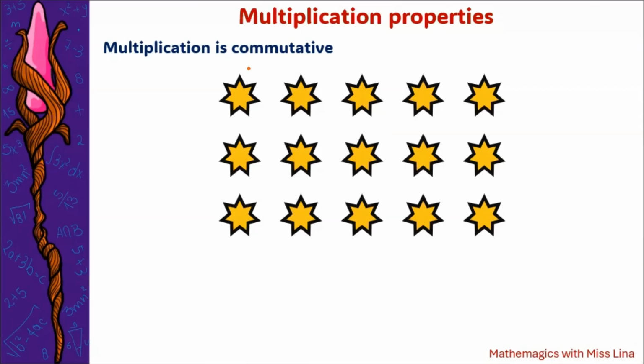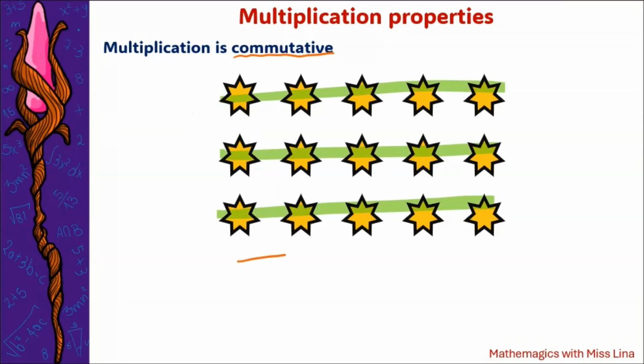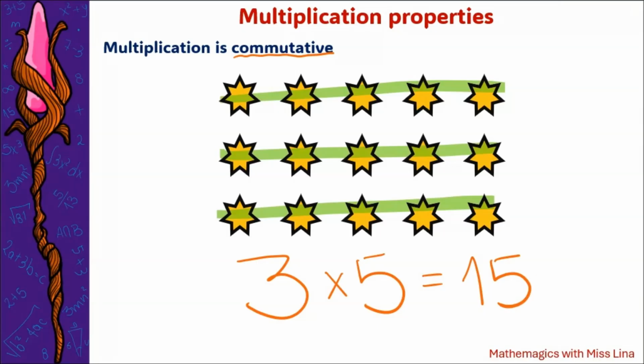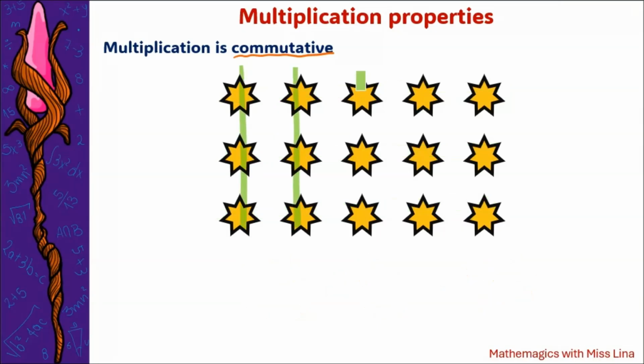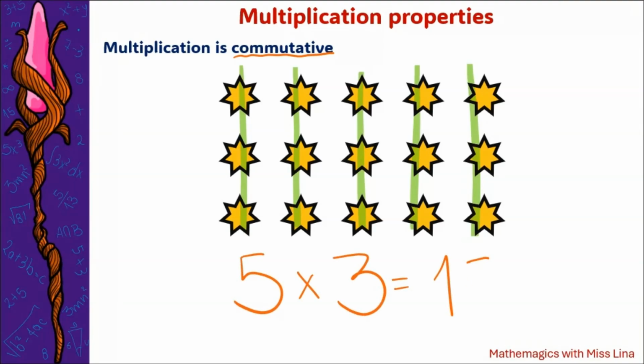So the first property is that multiplication is commutative. That is because it's the same to say 3 rows of 5, 3 times 5, which is 15, than 5 columns of 3, which is 5 times 3, also 15. So basically we can change the order and the result is not going to be affected.